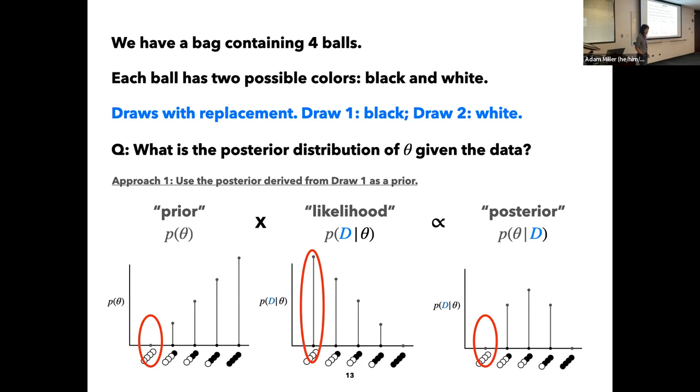Now the question is, if you draw one ball from your bag, and you see that it's black, but you know that the bag has five balls. What?